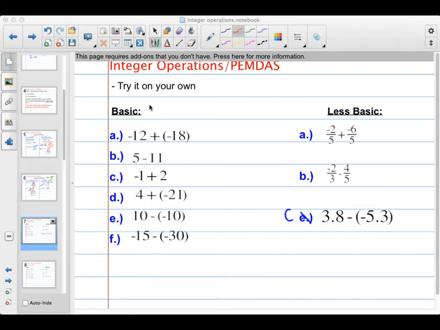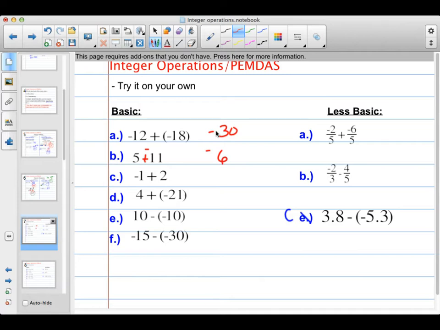All right, let's try these out. -12, -18 adds together 2 signs that are negative. We add them to keep, so this should be -30. 5 minus 11, add the opposite. Subtract 11 minus 5, that's 6. Larger value is negative, this is -6. -1 plus 2, close enough. We can do some temperature math. -1 degrees increased by 2, that's going to get us a +1.